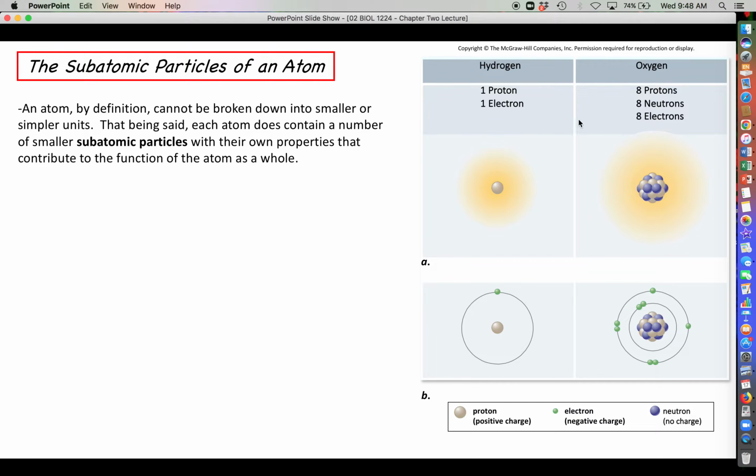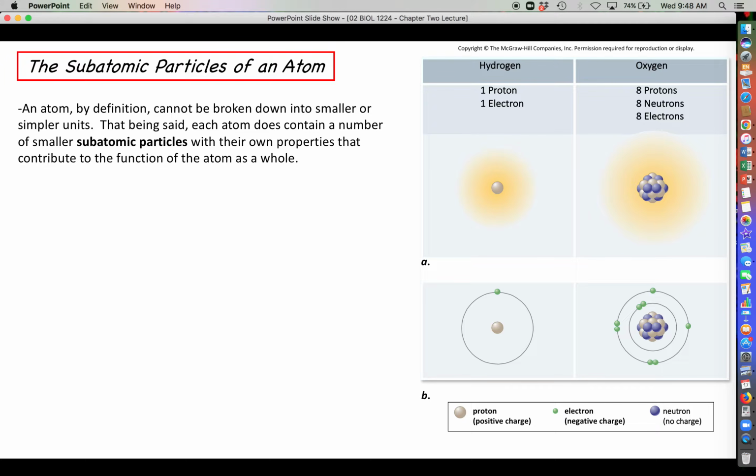But the last subatomic particle is the electron. The electron is not found inside the nucleus, but rather the electrons orbit around a kind of nebulous area around the nucleus called the electron cloud or the electron shells. The other notable thing about electrons is that they have a negative electrical charge.